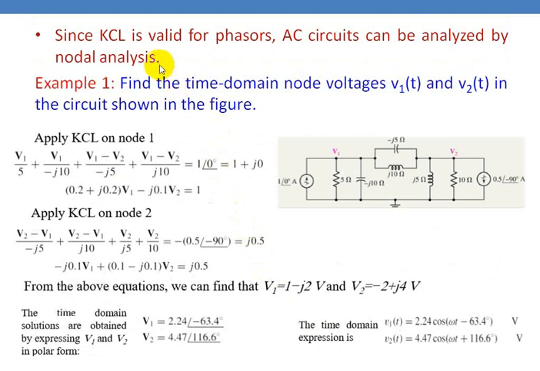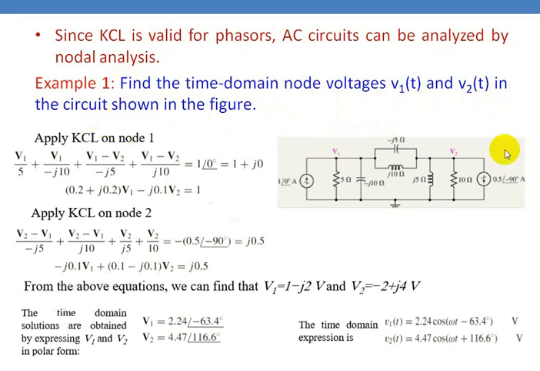Since KVL and KCL is valid for phasors, so AC circuits can be analyzed by nodal analysis and mesh analysis. So we use mesh and nodal analysis to find current and voltages in the circuit. Now consider this example. Find the time domain voltage V1 of t and V2 of t in the circuit shown in figure. So you are asked to get equations for V1 of t and V2 of t in time domain.